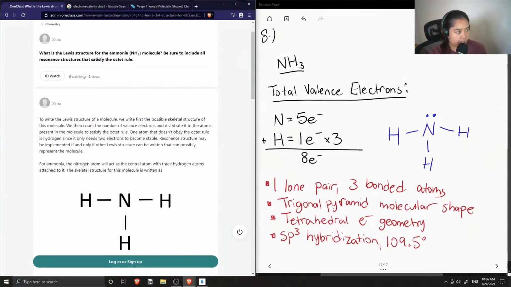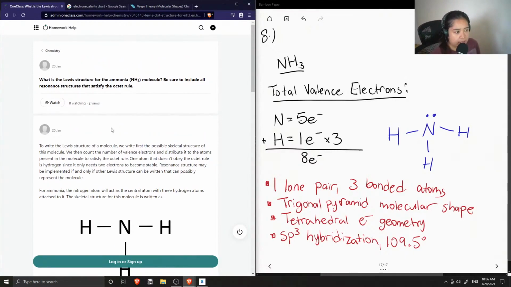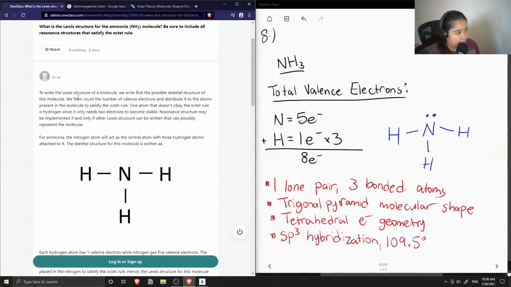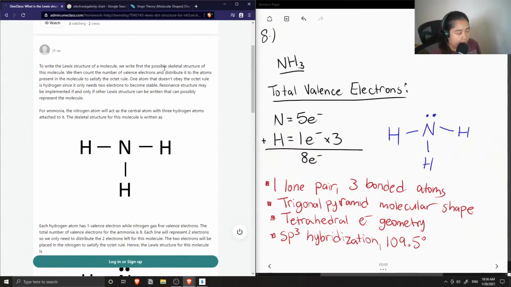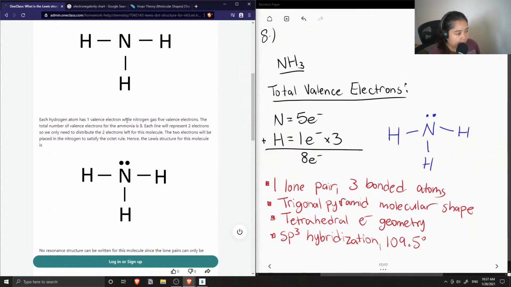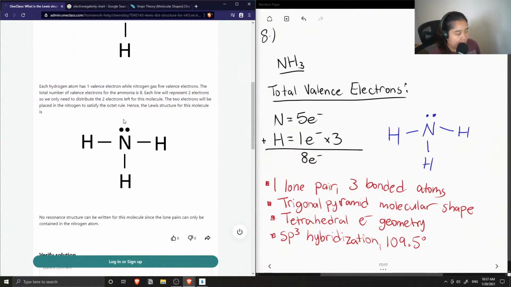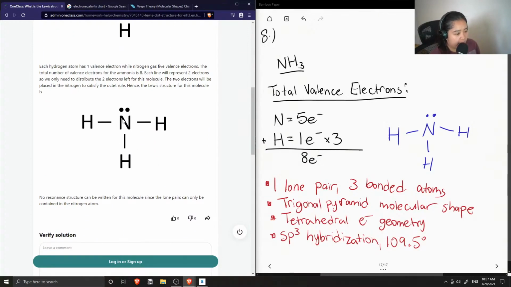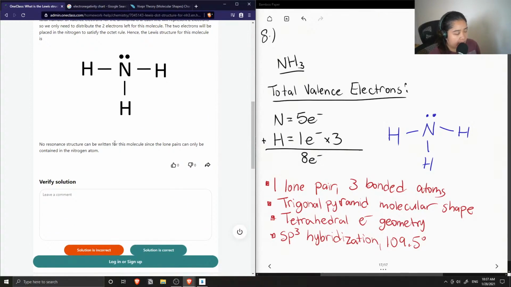Okay, so the junior tutor said that we weren't able to include any resonance structures since it was not applicable for this molecule. To write the Lewis structure, first find the possible skeletal structure. They found nitrogen will act as the central atom. And then they drew out all the bonds and showed the 1 lone pair on the nitrogen. No resonance structure can be written for this molecule since the lone pairs can only be contained in the nitrogen atom. Yep, so this solution is correct.